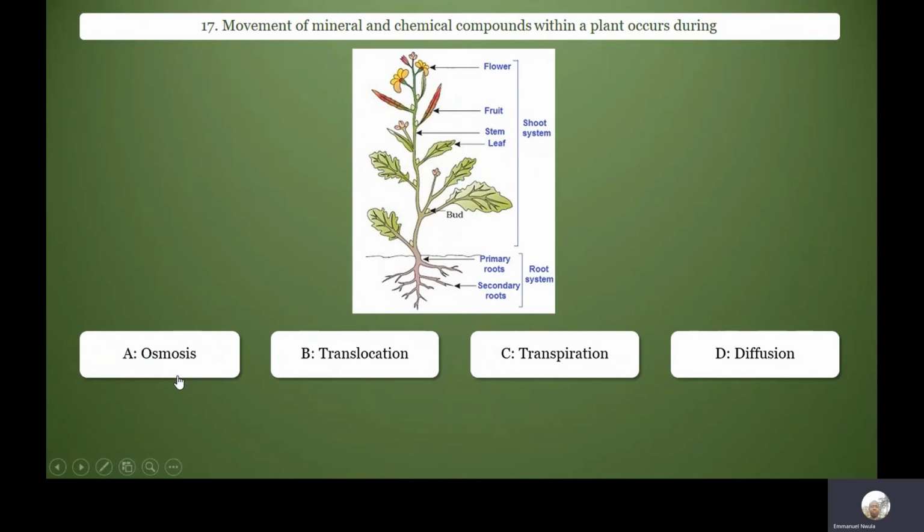Movement of mineral and chemical compounds within a plant occurs during transpiration. When plants are losing water through their leaves, that helps to draw water upwards from the roots to the leaves, what we call transpiration pull. And when water is drawn up, of course, the water carries minerals with it. So the correct option here is transpiration.